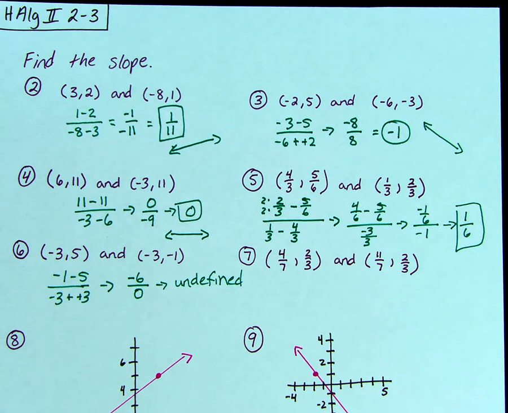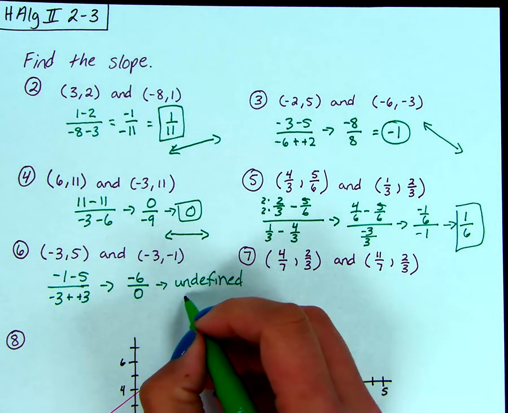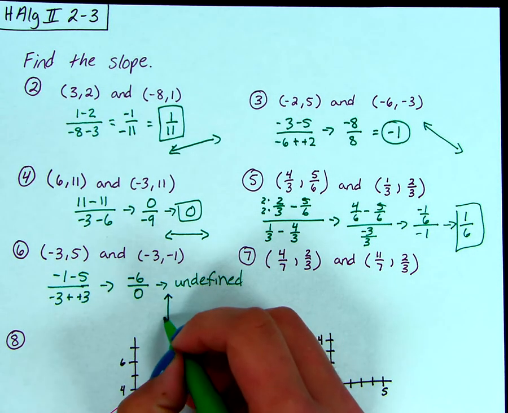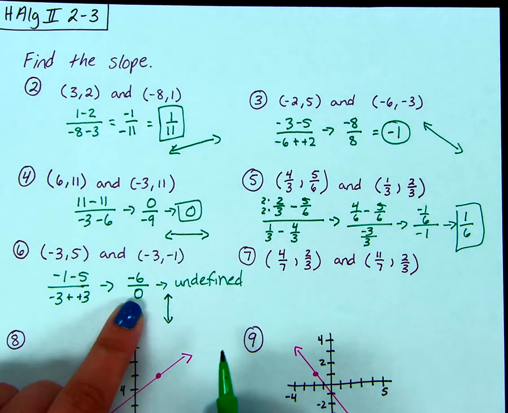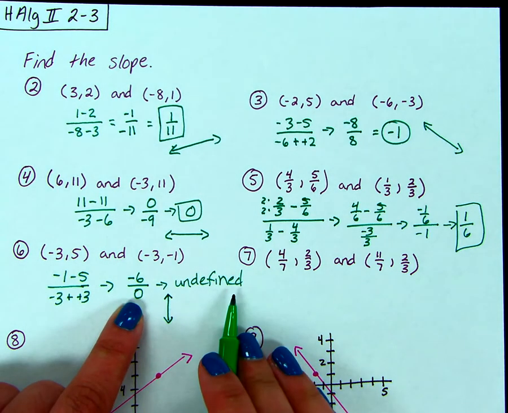Okay, so we're not allowed to divide by 0. If we're thinking about a graph, this graph is actually going to have a vertical line like this, which is not allowed because it's not a function. So anytime we divide by 0, that is an undefined slope. Okay.